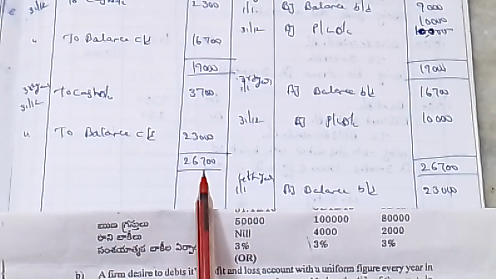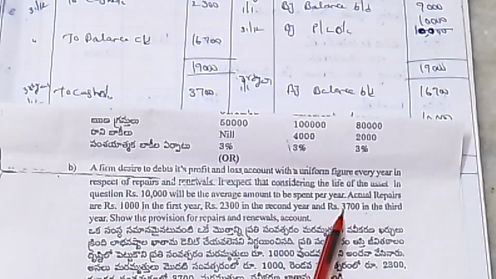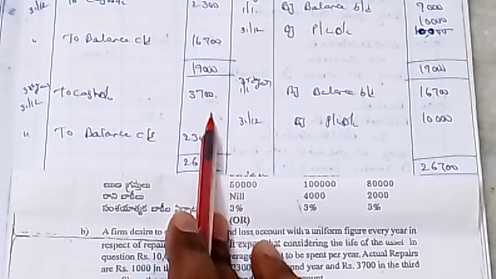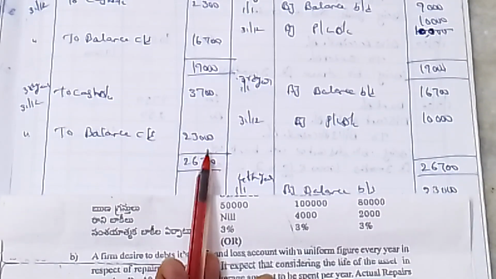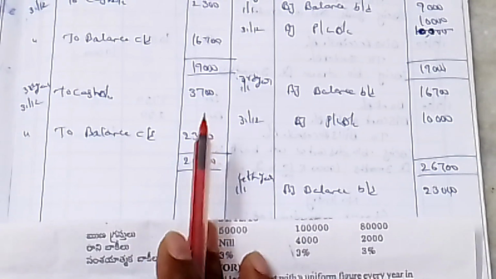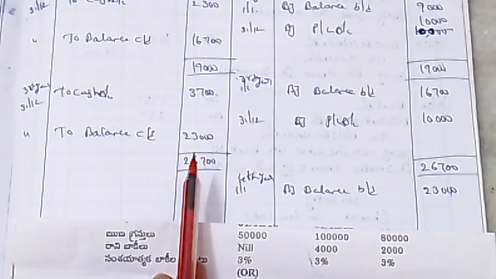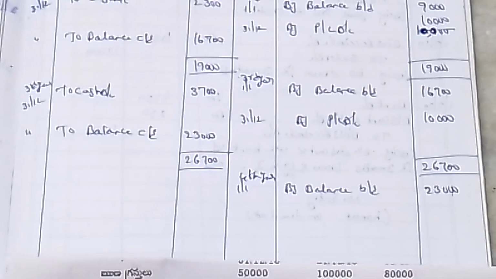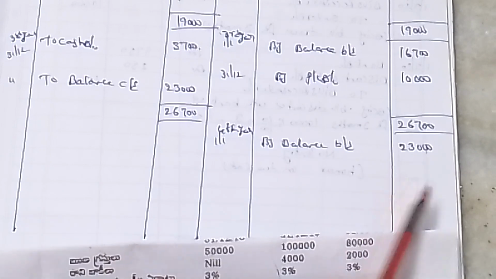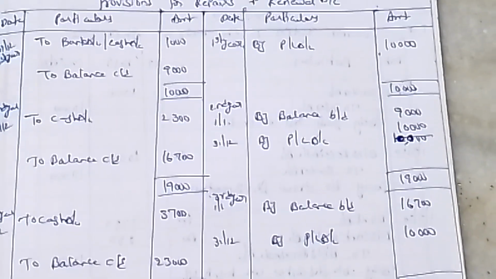Third year, the amount spent is 3,700. Okay, to cash 3,700. Balance carried on: 26,700 minus 3,700, balance carried on is 23,000. Okay, by balance brought down 23,000 at the beginning of the fourth year. This is the provision for repairs and renewal account given in the second unit.